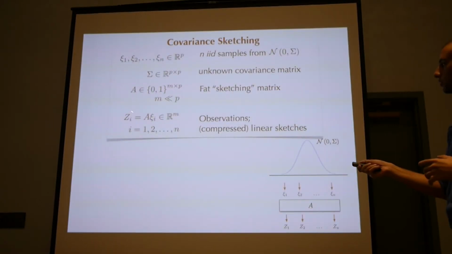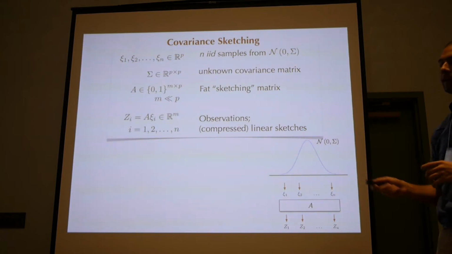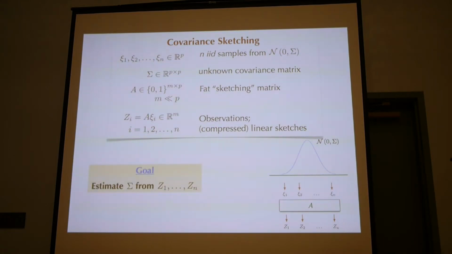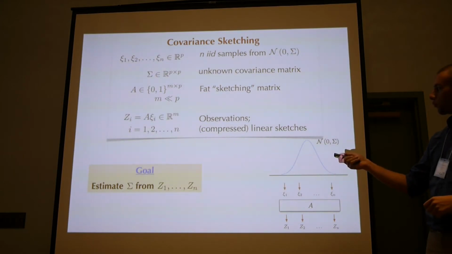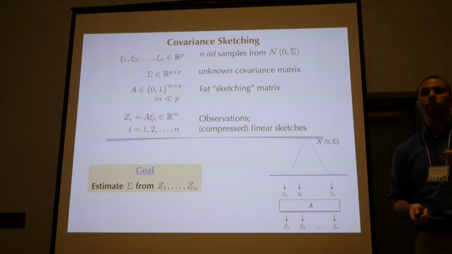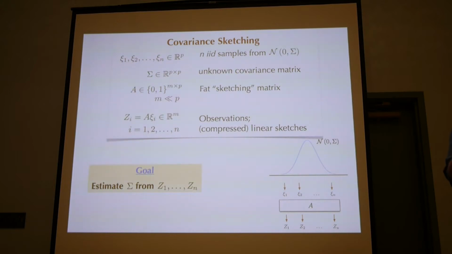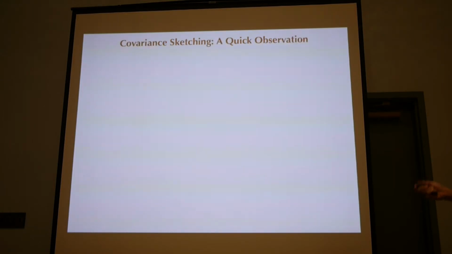So what you observe is not the C's, but you observe the Zi's. This picture shows you what's going on. And the goal is to estimate sigma from Z1 through Zn. So now you have these compressed samples, which ostensibly don't tell you anything about the covariance matrix, and you want to recover the covariance matrix from these compressed samples. And notice that from this you can never recover Ci, because Ci is not sparse itself. It's just some random vector. So you can't do the compressed sensing trick.